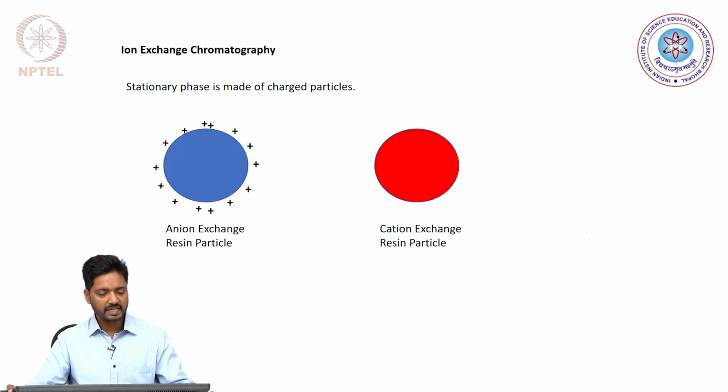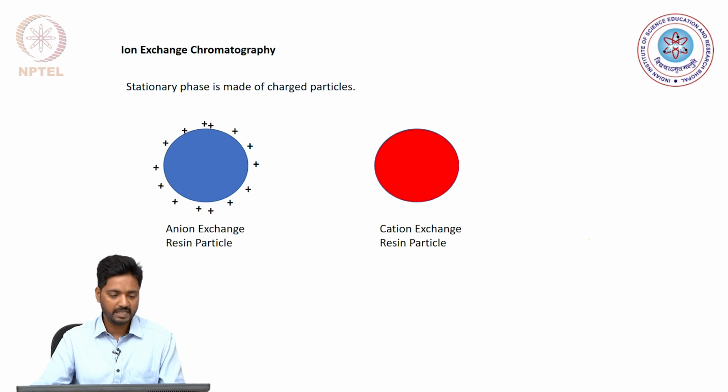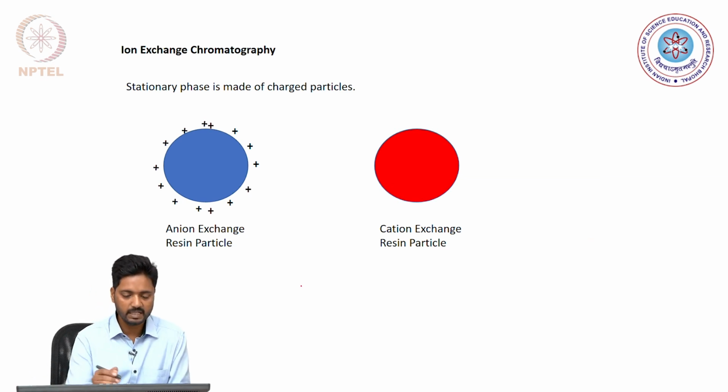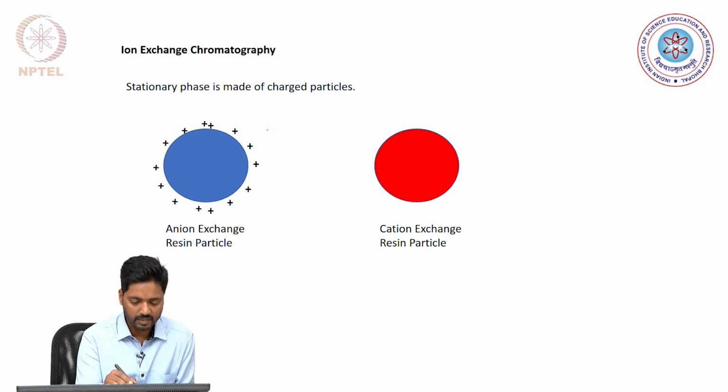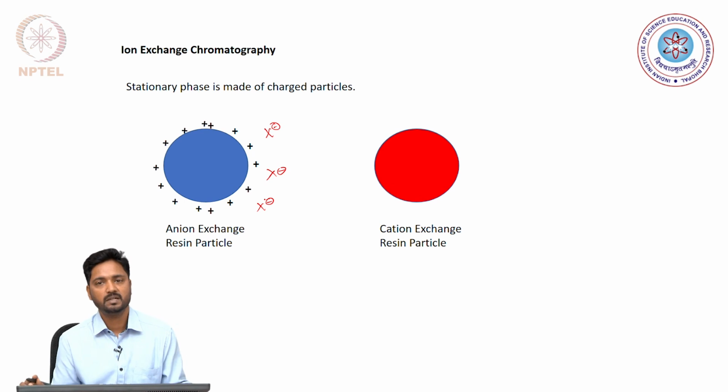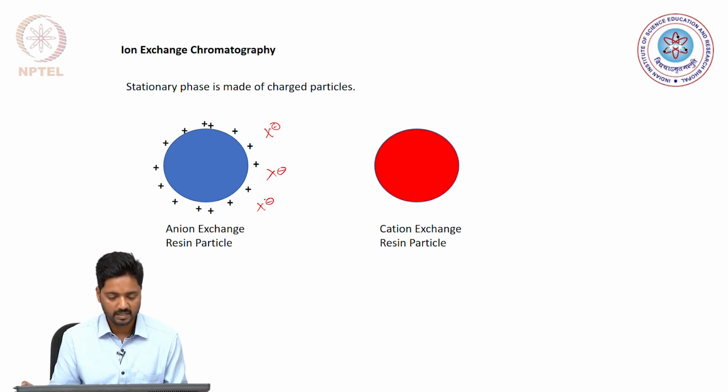Now, what are the other techniques that are available to us for purification? One of the most commonly employed techniques is also the ion exchange chromatography, where we deal with particles that are charged. So, in the anion exchange chromatography, the particle is inherently cationic, and then we have exchangeable anions that are attached to the particle, and they undergo exchange with the analyte, and this results in separation.